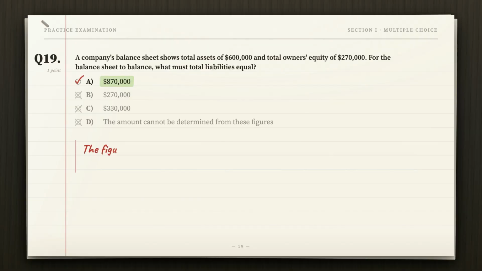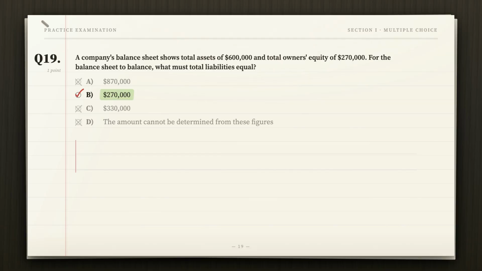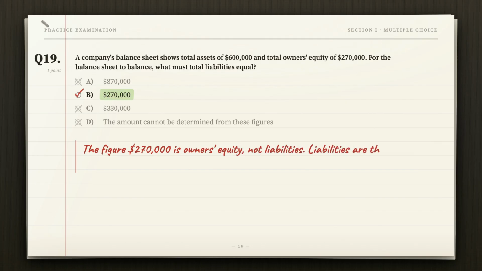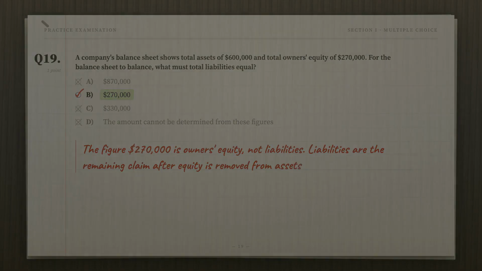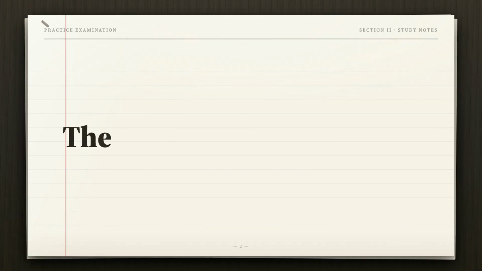A is wrong because the figure $870,000 adds equity to assets rather than subtracting it. Liabilities are the difference between assets and equity, not their sum. B is wrong because the figure $270,000 is owner's equity, not liabilities. Liabilities are the remaining claim after equity is removed from assets. D is wrong because the figures are sufficient. The accounting equation determines liabilities directly once assets and equity are known.